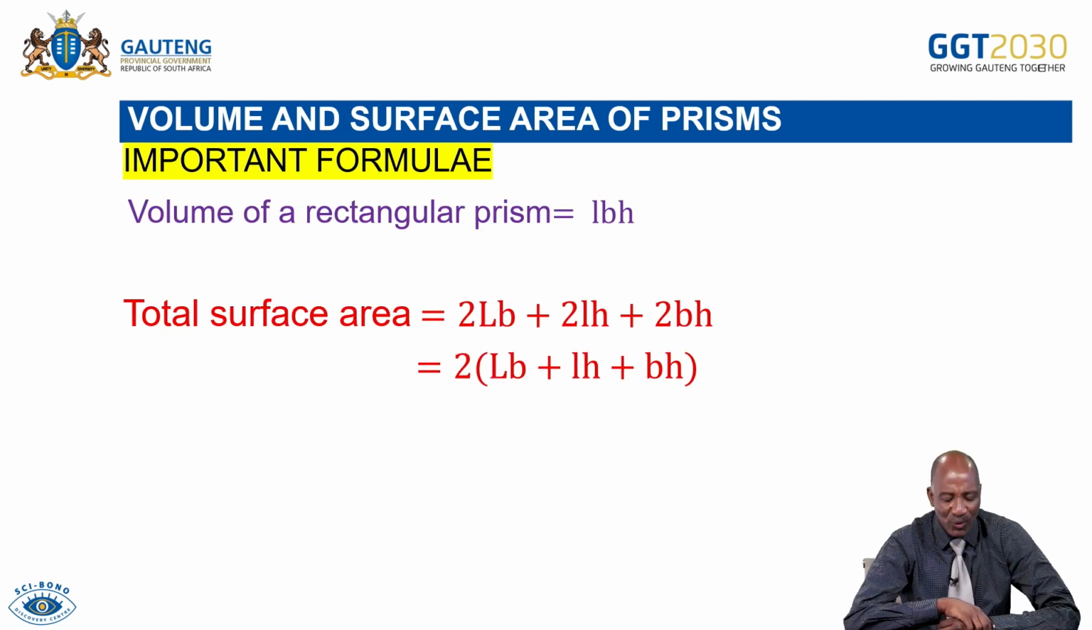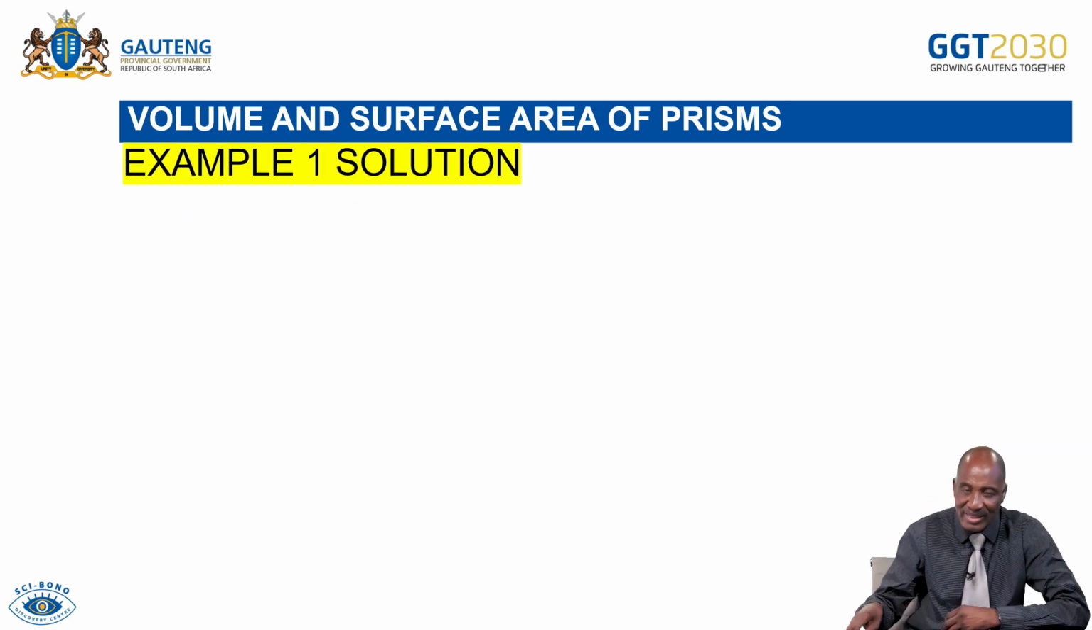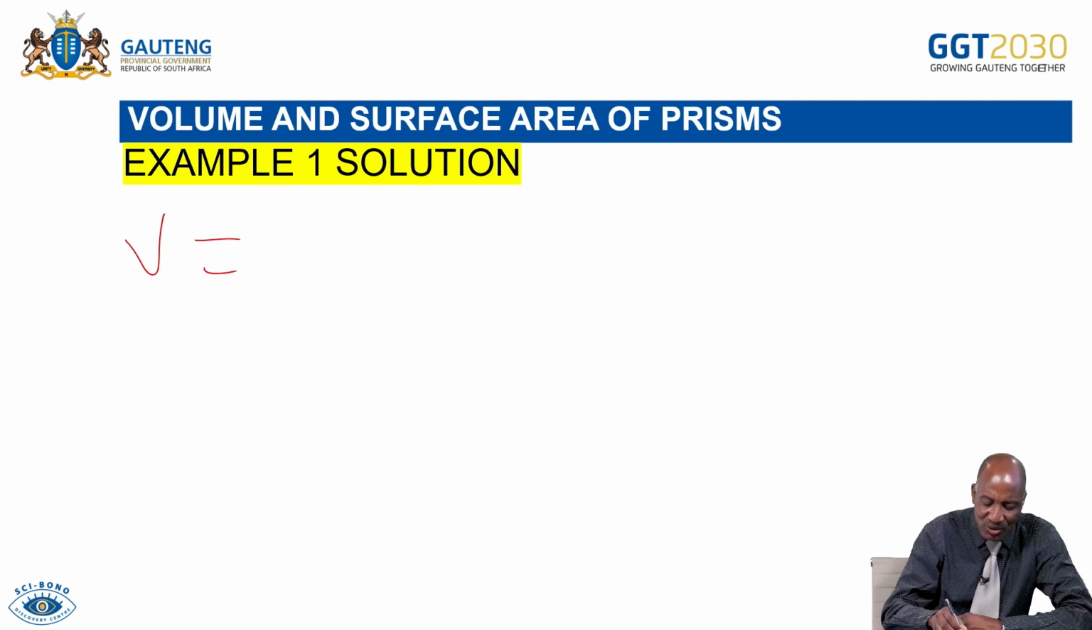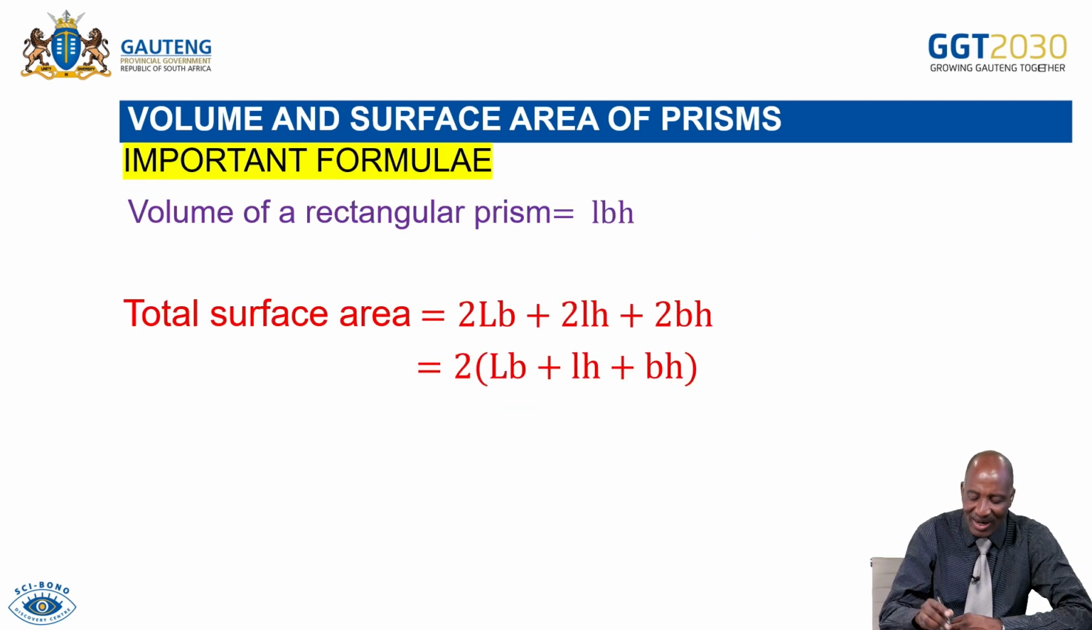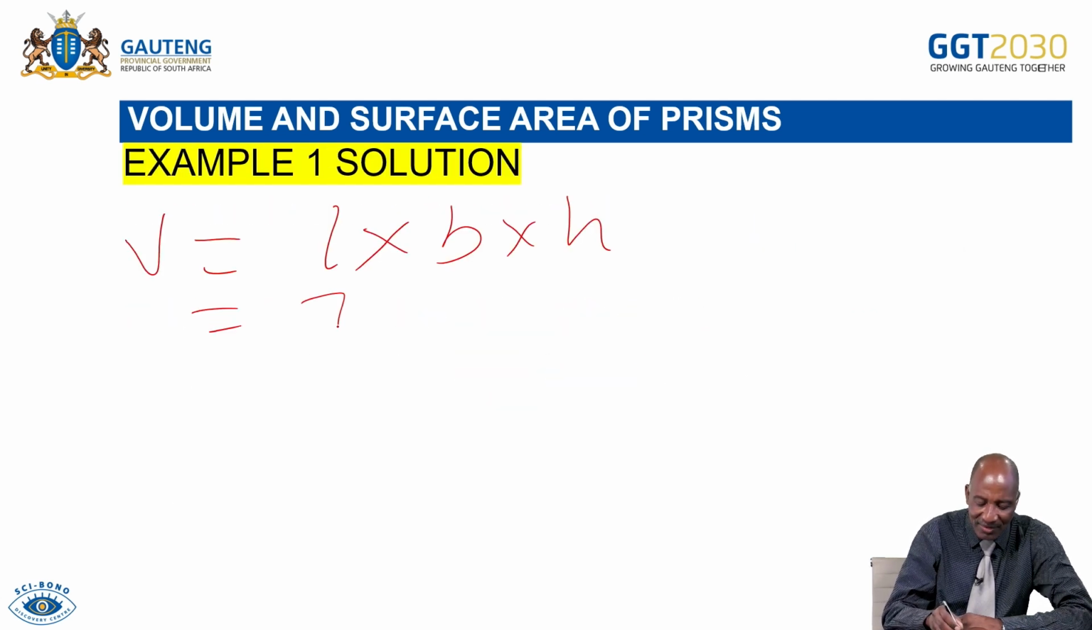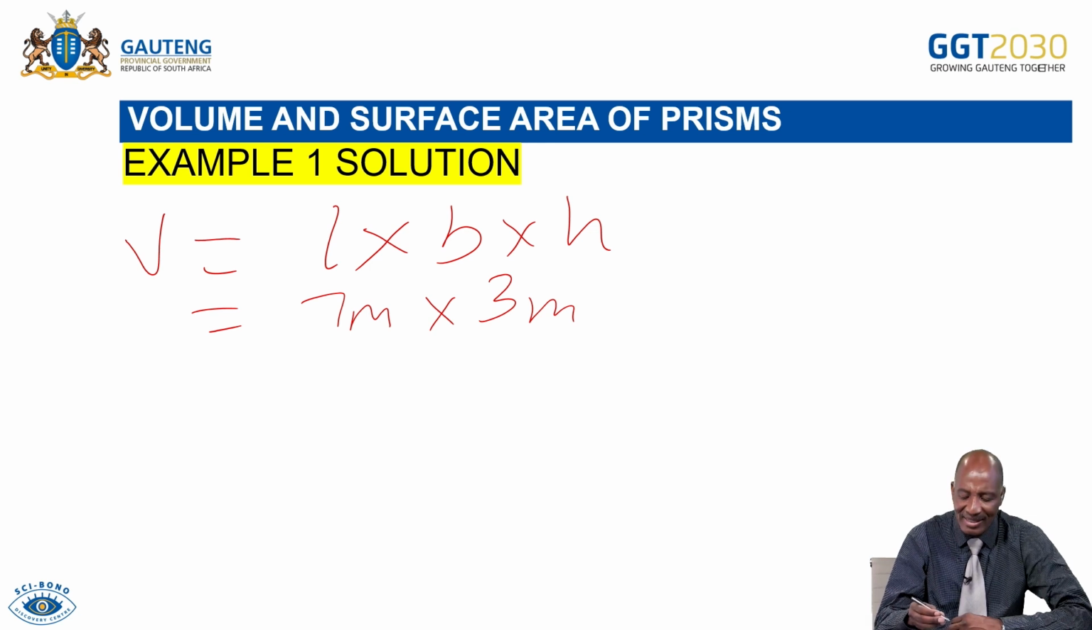So for volume, we are going to use the formula V equals length, breadth, and height, meaning length multiplied by breadth multiplied by the height. So we are going to say our volume is equal to the length multiplied by the breadth multiplied by the height of our prism. In this case, our length is 7, our breadth is 3, and our height is 6. So it's going to be 7 meters, if you decide to put units, multiplied by 3 meters, which is your breadth, that's how wide that prism is, multiplied by 6 meters.